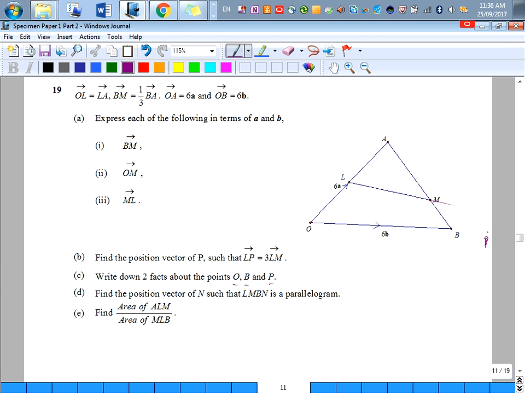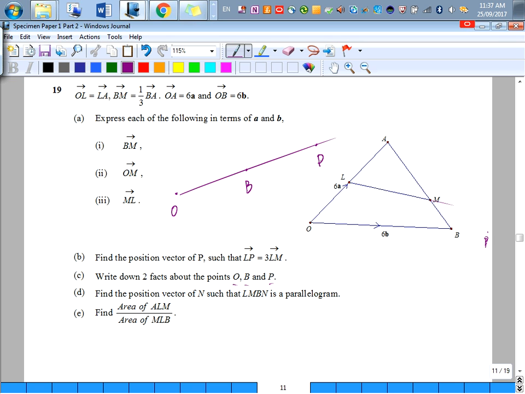What do you think? To prove that 3 points are collinear, it means that we want to prove that they lie on the same line. They must have a common point first. Yes, they've said it already. So O, B, and P.